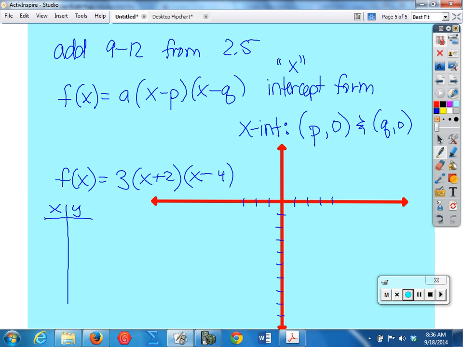Wait, so let me show you why. Right here, if you look at the equation, this says minus P, so it's always the opposite that is going to be the x-intercept. So if this says plus 2, negative 2 is going to be my intercept. And watch why. It should be like this, right? Negative 2, 0. Let's see what happens when I plug in negative 2. If I have 3, I plug in negative 2.